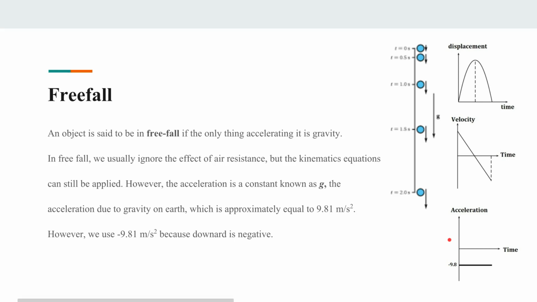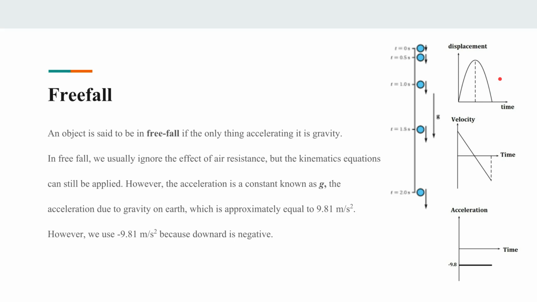Acceleration is negative 9.8. The velocity, well, this is for an object being thrown up in the air, right? So if you have an object thrown up in the air, the velocity is initially positive because it's moving up. However, it starts to slow down, and it momentarily comes to rest, and then it falls back to the floor again. And the displacement graph is really simple. It goes up, stops for a moment, and then starts to go back down.